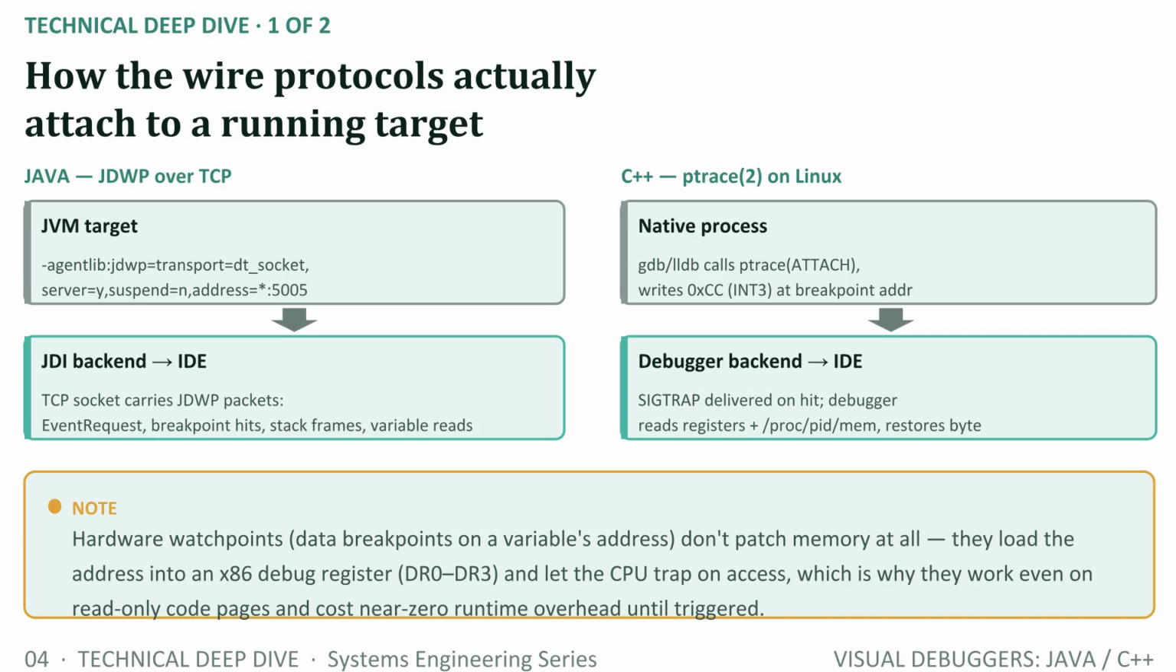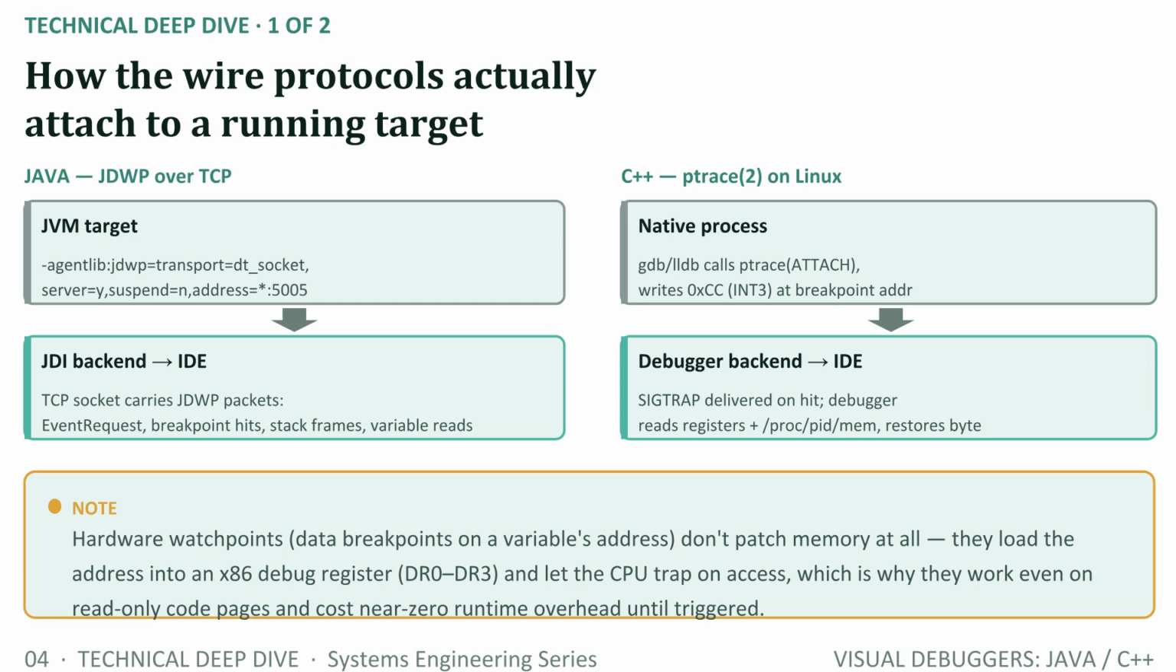On the Java side, the JVM ships a built-in JDWP agent. You enable it with a flag like agentlib:jdwp, transport=dt_socket, server=y, suspend=n, address=:5005. That suspend=n setting matters a lot. It means the JVM keeps running normally until a debugger actually connects, which is the setting you want for anything resembling a live service. Once that socket is open, JDI-based clients, your IDE or the jdb command line tool, speak the JDWP wire protocol over it.